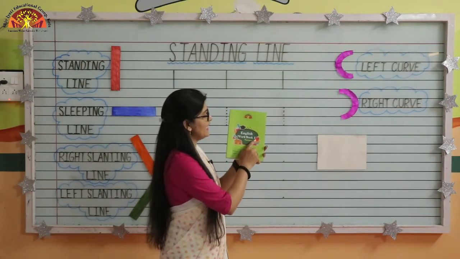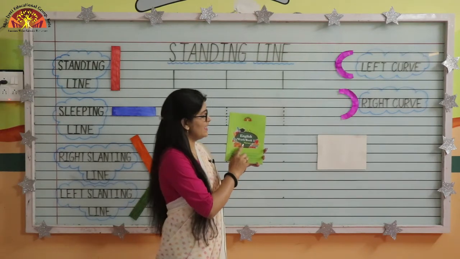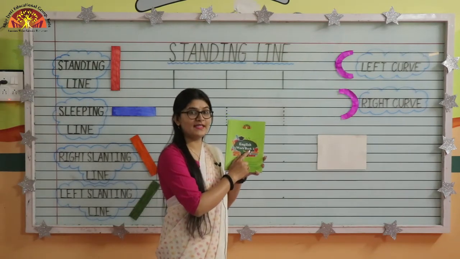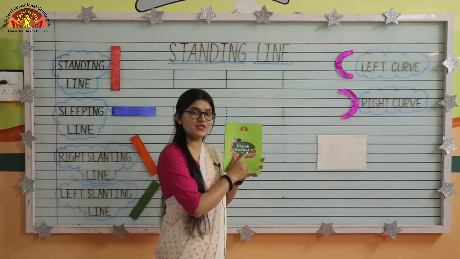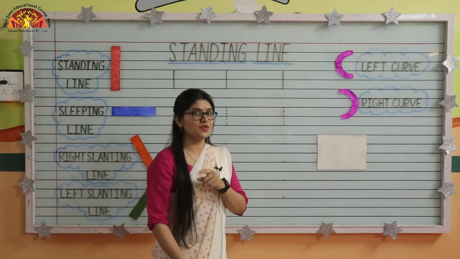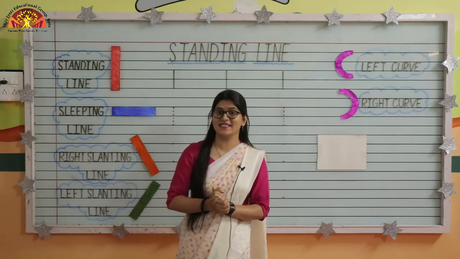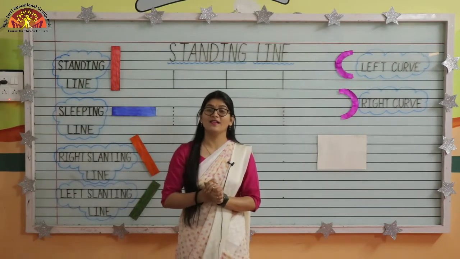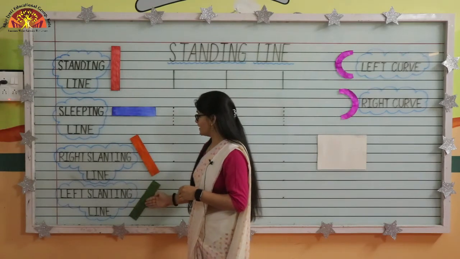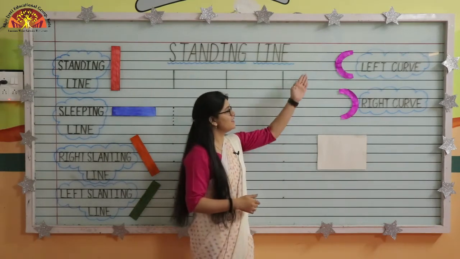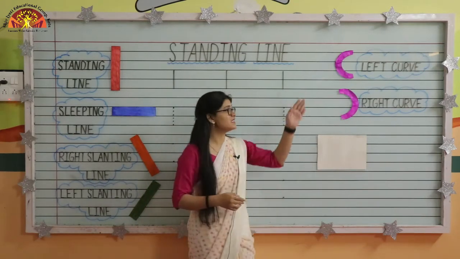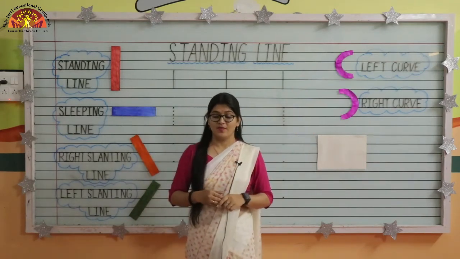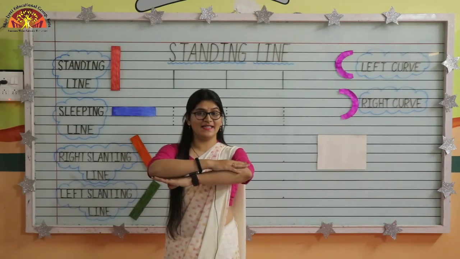This is your English workbook 1. Kids, in this workbook, we will learn how to trace and write uppercase letters A to Z. But do you know how we make all these letters? Yes, we make all these letters with lines and curves. So everyone, keep your hands like this.